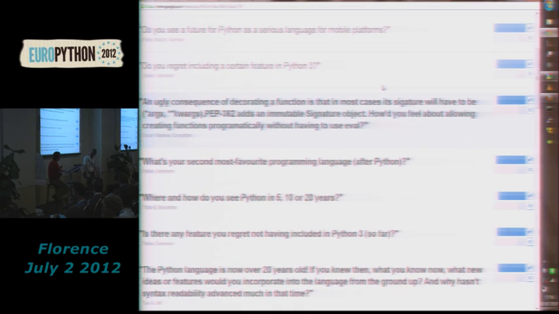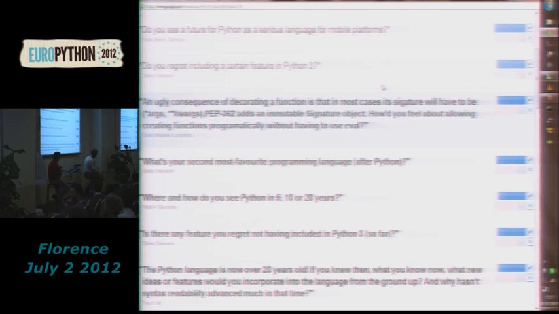And the last sentence, how do you feel about allowing creating functions programmatically without having to use eval? I don't even see how that is connected. The problem is if you want to create a function that has a specific signature, the only way of generating that signature is with eval.